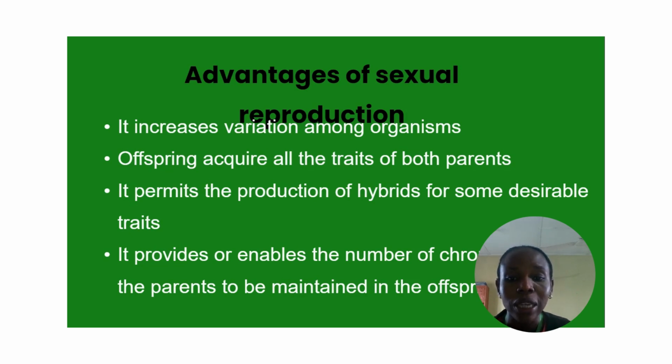Then the last one is that it enables the number of chromosomes of the parent to be maintained in the offspring. Since 23 sets of chromosomes are being released from the sperm during sexual reproduction, and 23 sets are being released from the ova, making a total of 46 chromosomes in the zygote. So 46 sets of chromosomes are being maintained. It ensures that they are maintained in the offspring that has been produced.